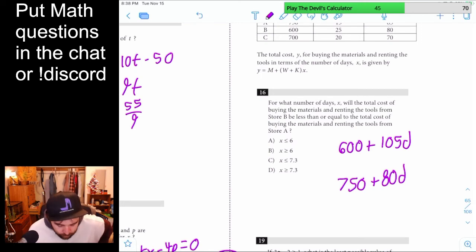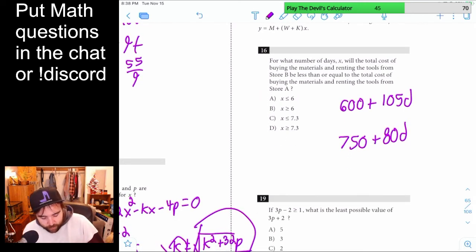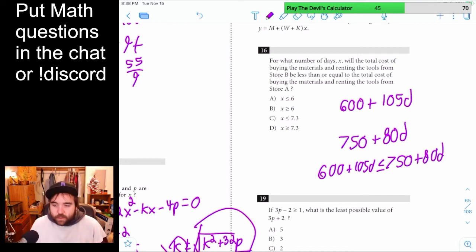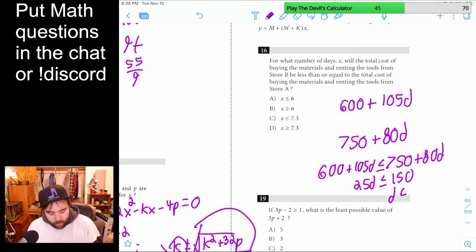And then what do we want? We want when B is less than or equal to A. So we can just set that up. We can say that we want 600 plus 105D to be less than or equal to the other equation. And then now look, we just got an inequality. We can just solve it for D. So we just got to subtract 80D from both sides to get 25D and subtract 600 from both sides to get 150. And so whenever we're using less than 6 days, we should be using store B. And anytime we're going to use more than 6 days, we should be using store A.